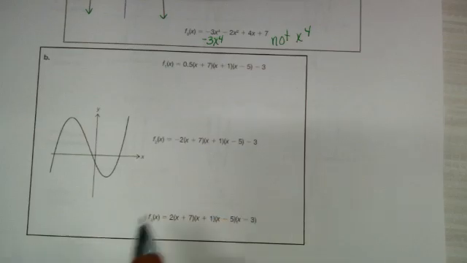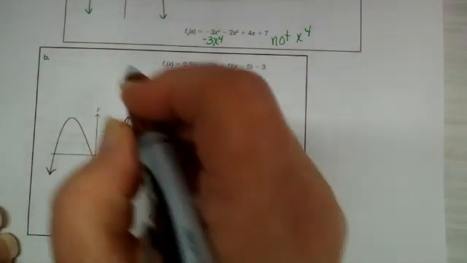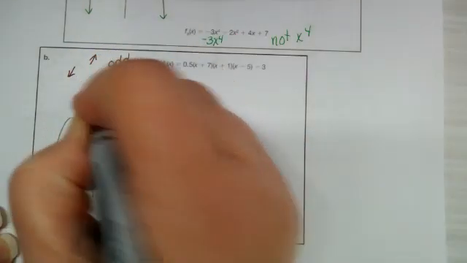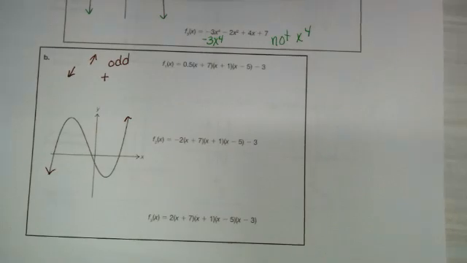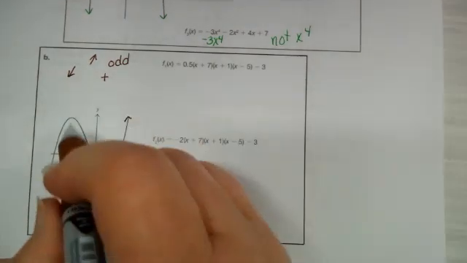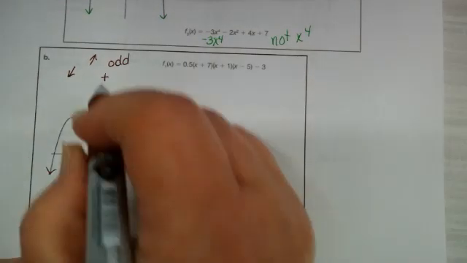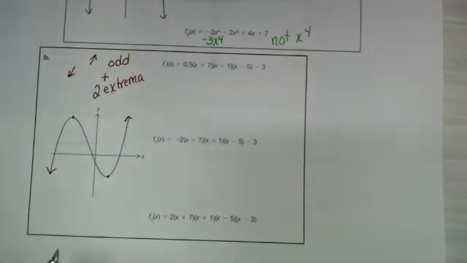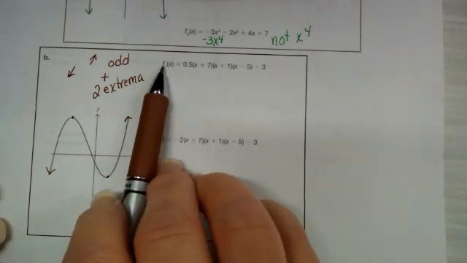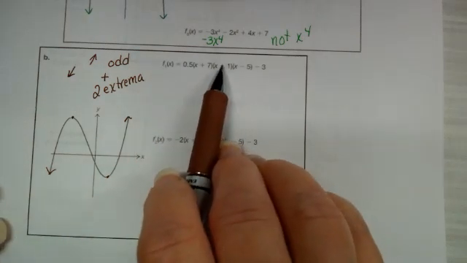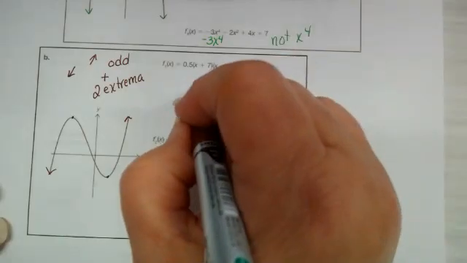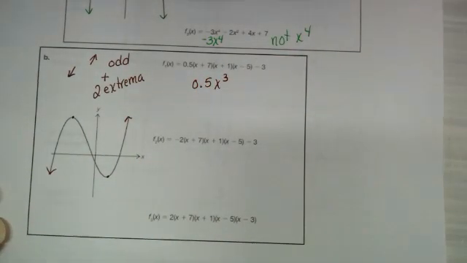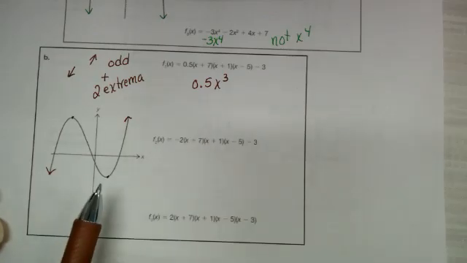Now let's take a look at the second one. Notice the end behavior. It's down and then up. So I know this is odd. And it's also positive. So that's going to help me in looking at my terms. How many extrema do I have? I have 1, 2. 2 extrema. So this is at least an x to the 3rd. So let's start with the first equation and count our x's. 1, 2, 3. It's a positive x to the 3rd. So this could definitely be a possibility.